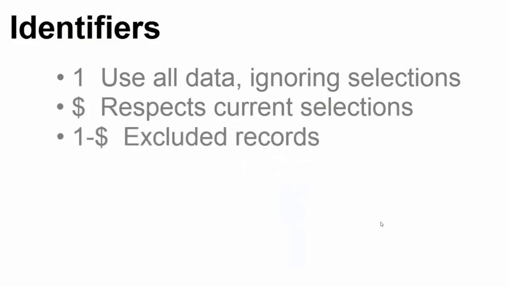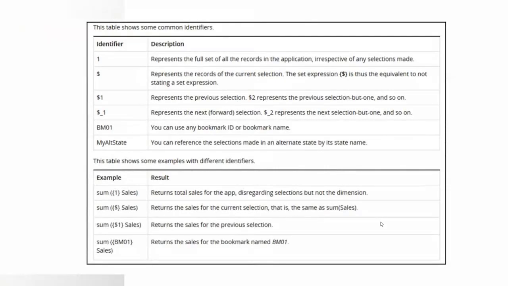And then there's one called 1 minus $, which means excluded records. In other words, it's going to show you the opposite of what you're looking for. So for example, if I was going to say 1 minus $, for 2015, in this case, what it's actually going to do is show me everything but 2015. Now you can see there's a number of different tables and common identifiers available in some of the results. This is available in the Qlik Help, just showing you that there is reference material out there.